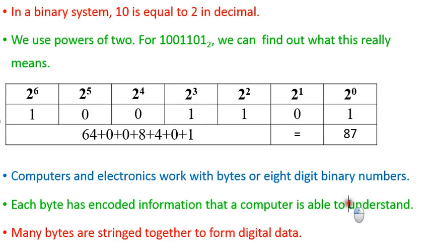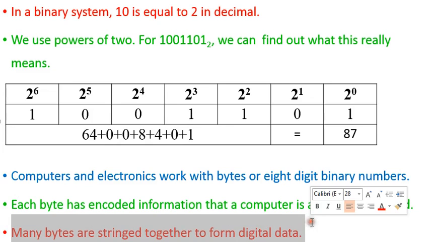That is, in each byte of information, of binary number, you see that it carries a certain information, and the computer can translate that information and carry out the necessary action. And whenever you have many bytes connected together, they will give you digital data, as a large value of information.